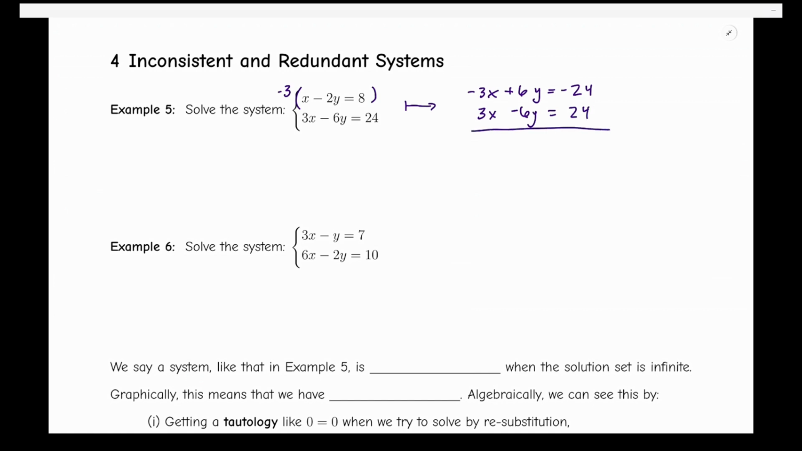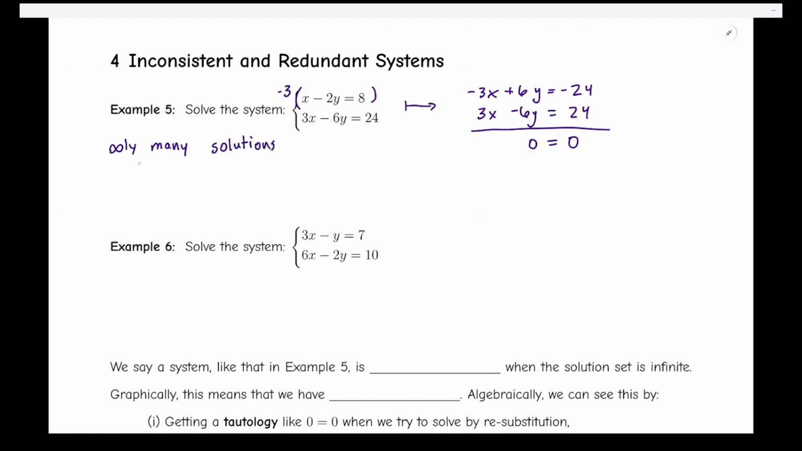Now when I add these together, you'll notice everything cancels out, and we get 0 equals 0. So when you get a number equal to itself, it doesn't necessarily have to be 0 and 0. It could be 3 equals 3 or negative 7 equals negative 7. Whenever you get a number equal to itself, that's telling you that there's infinitely many solutions.